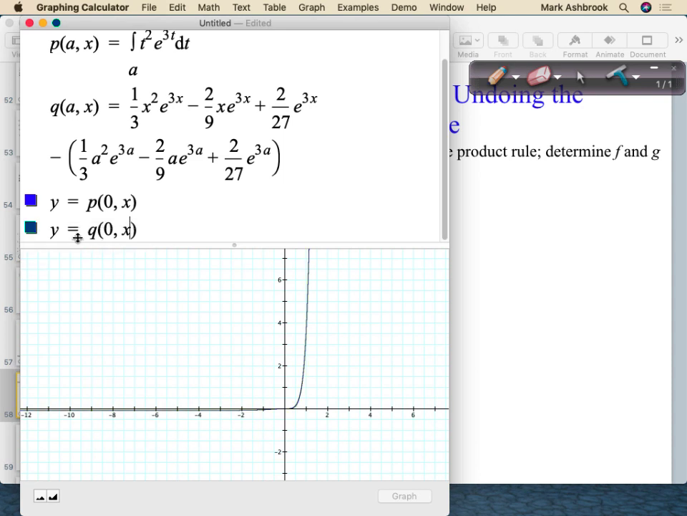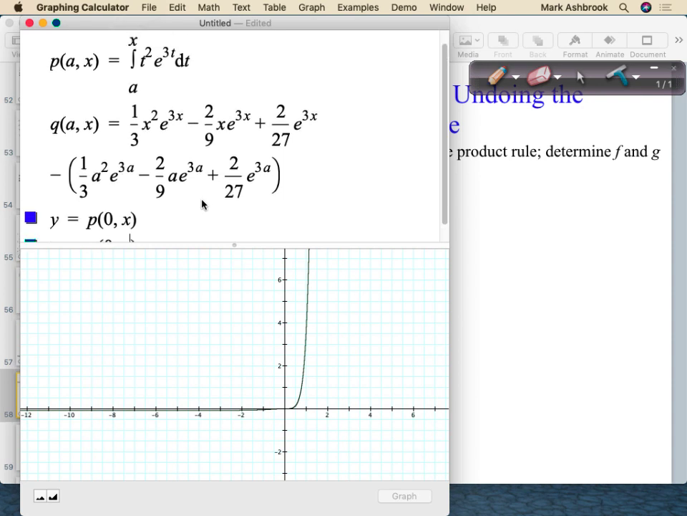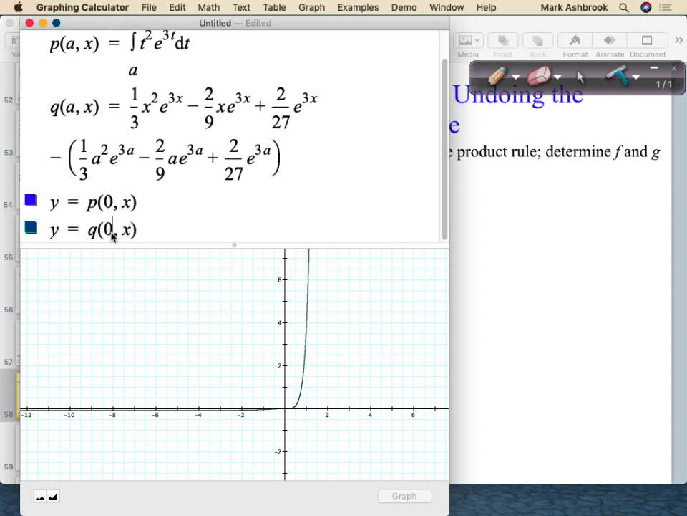Okay, so they are the same net accumulation function. What if I were to start one at a different value of a? What will we see? Shifted left, shifted right.